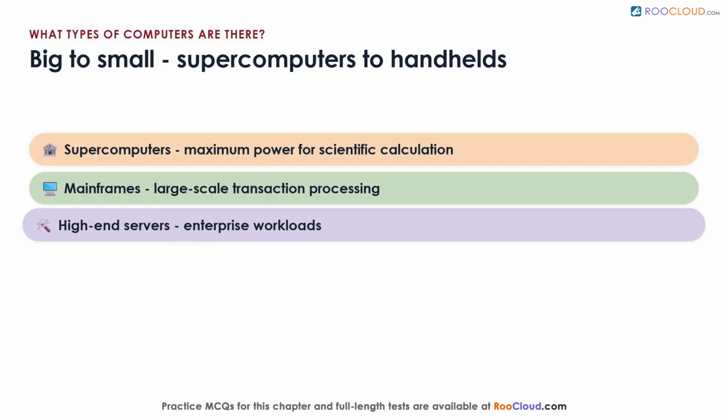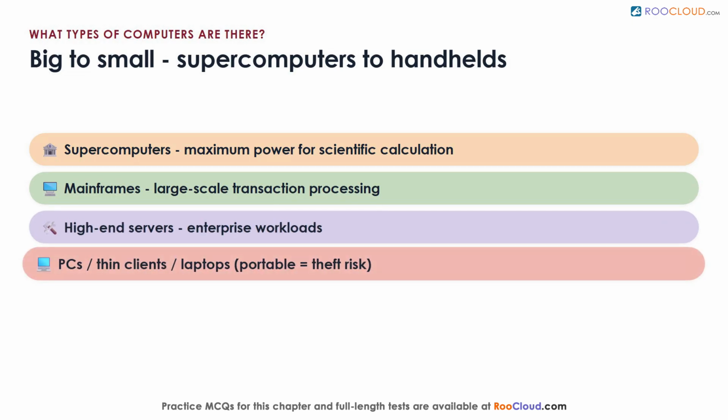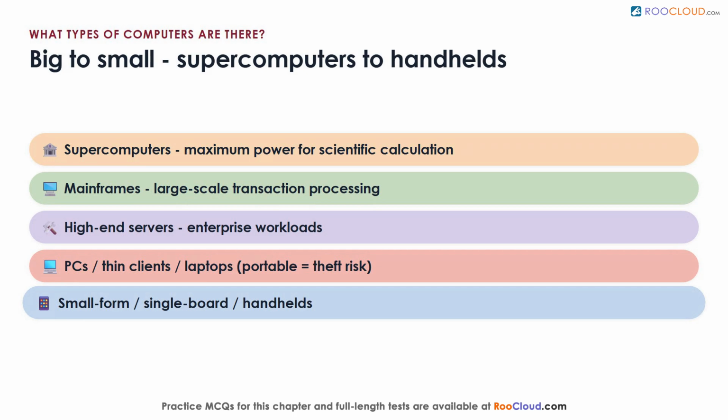Personal computers serve one user, though they're usually networked. Thin clients keep almost nothing local, pushing the work to a server. Laptops are portable, which also makes them easy to steal. And small-form devices, single-board computers, and handhelds round out the bottom. They pack real computing into a tiny package.